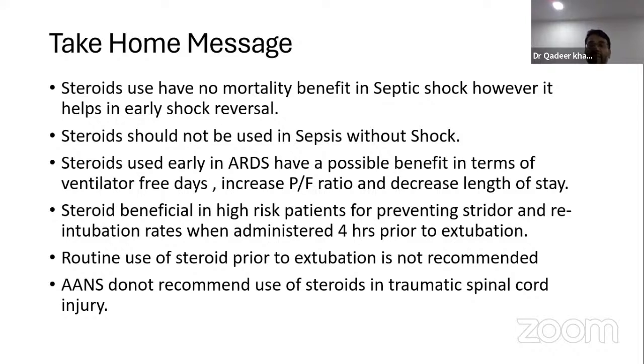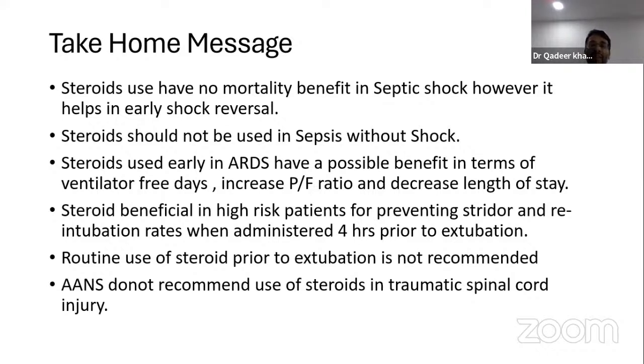Only patients who are having shock which is refractory, and if the shock is for more than the inclusion criteria for many of the trials, with vasopressor maintaining for 4 hours, we have to start with a dose of hydrocortisone 50 mg or a 200 mg per day bolus. Many trials have shown the beneficial effect of early shock reversal, but mortality benefit was not there.